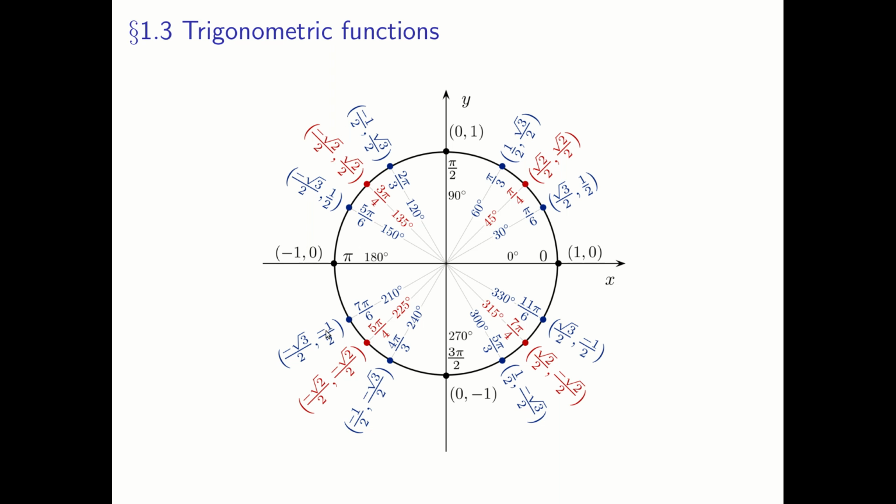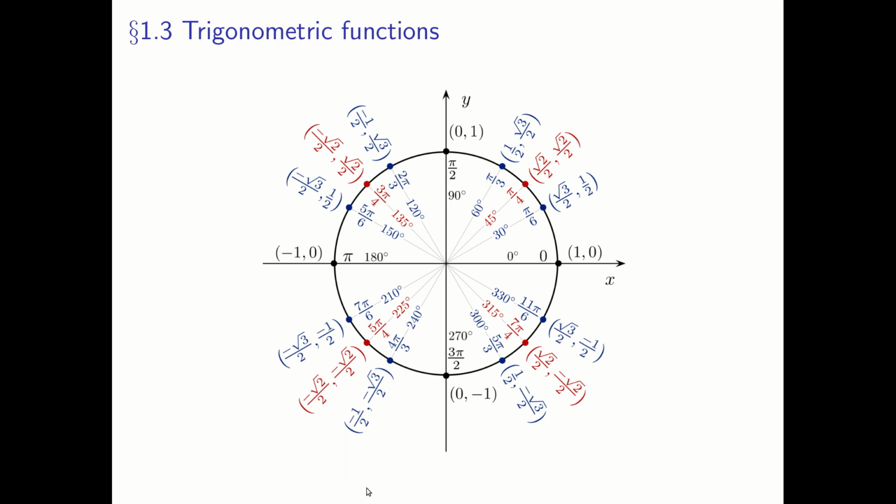these points and find the ones whose x-coordinates are minus 1/2. And you'll find one here, and you'll find one here. And again, we want to report the angle back as the solution. So we'll have two solutions. We have 2 pi over 3 and 4 pi over 3.